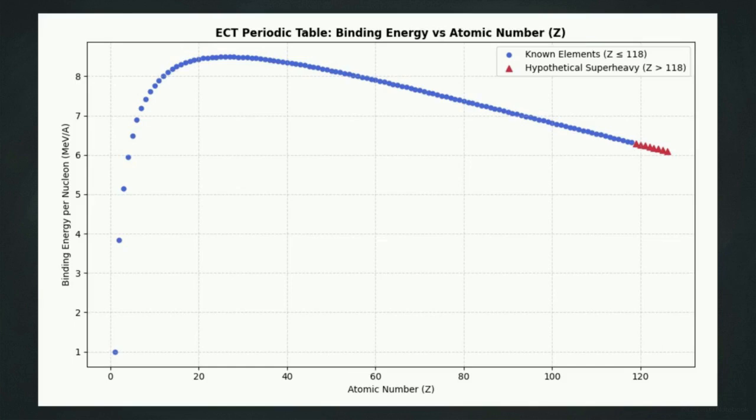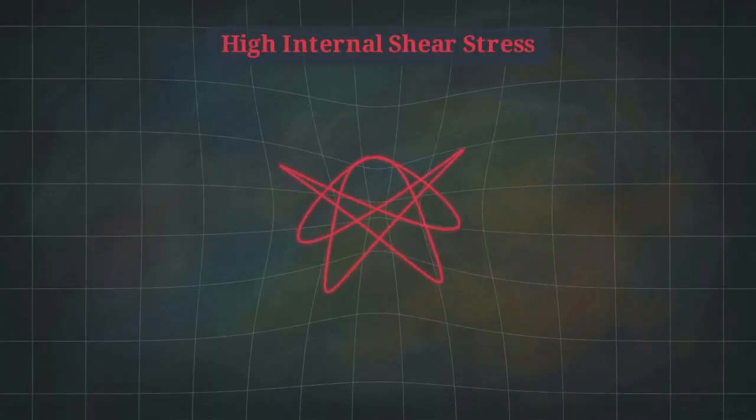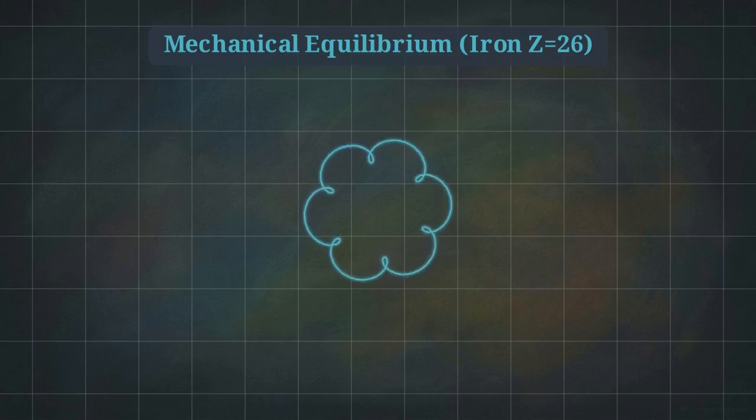The algorithm reconstructs the established binding energy curve, aligning with known elements 1 through 118. At atomic number 26, the curve reaches its apex at iron. This stability peak occurs at the precise point where internal shear stress is minimized within the lattice.